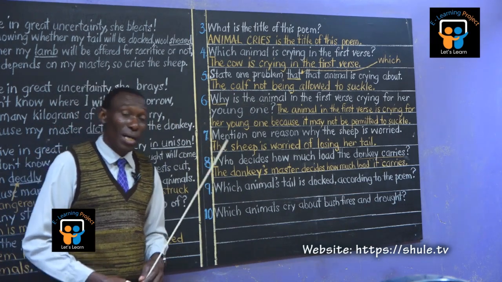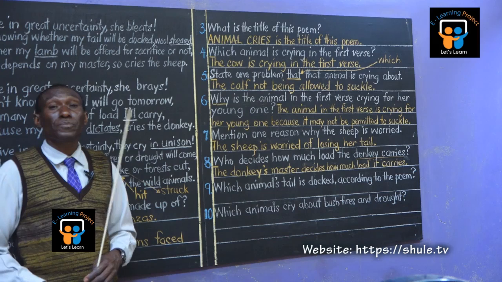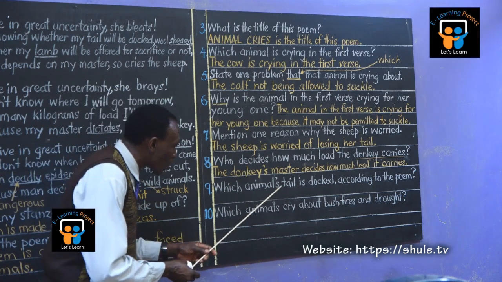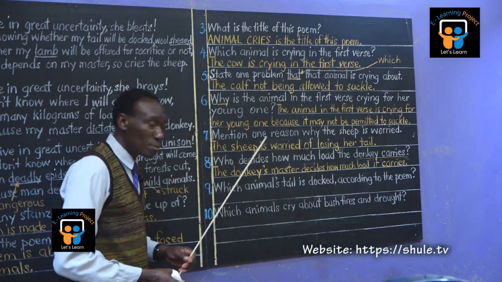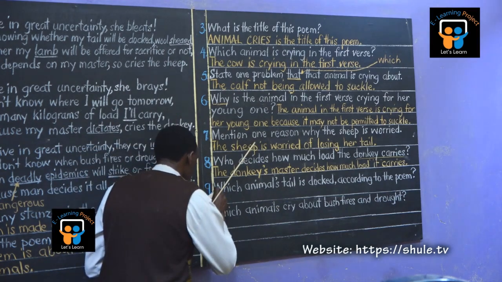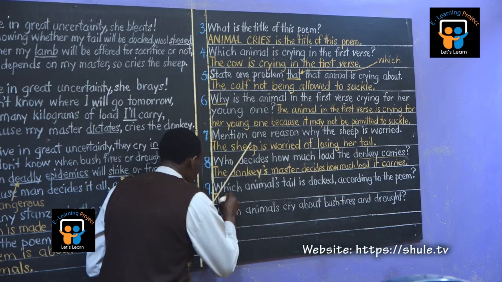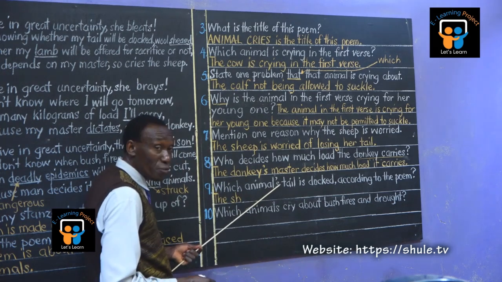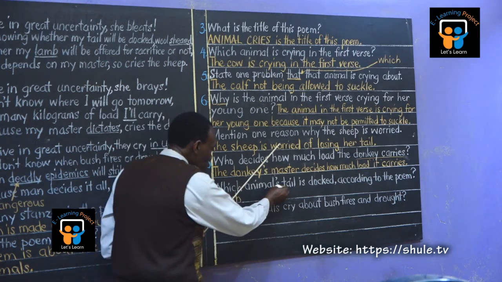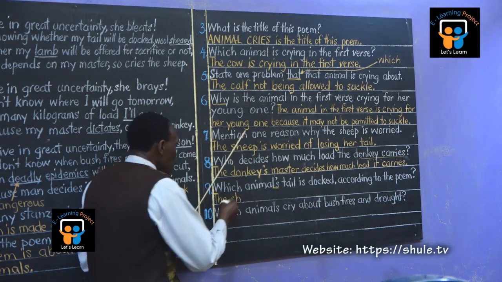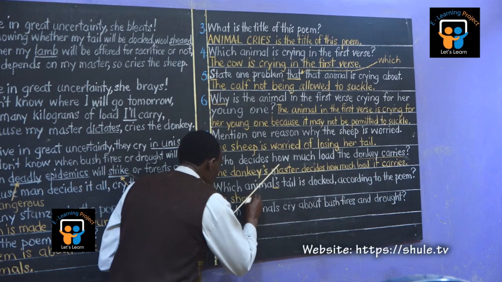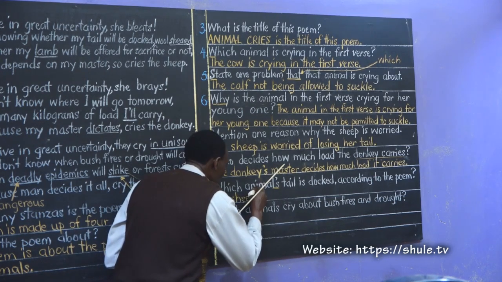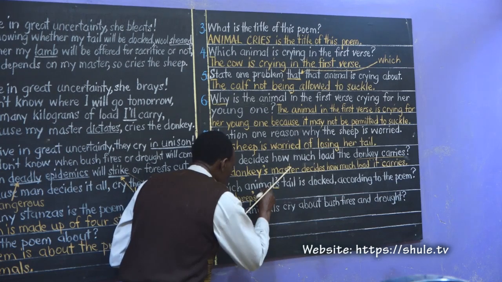Simple as ABC. Yes, Joan. Which animal's tail is docked according to the poem? Good, good, good. The sheep's tail. Remember, animals, there's an apostrophe here showing possession, the possessive case. The sheep's. After P, what happens? Apostrophe up there. The sheep's tail.